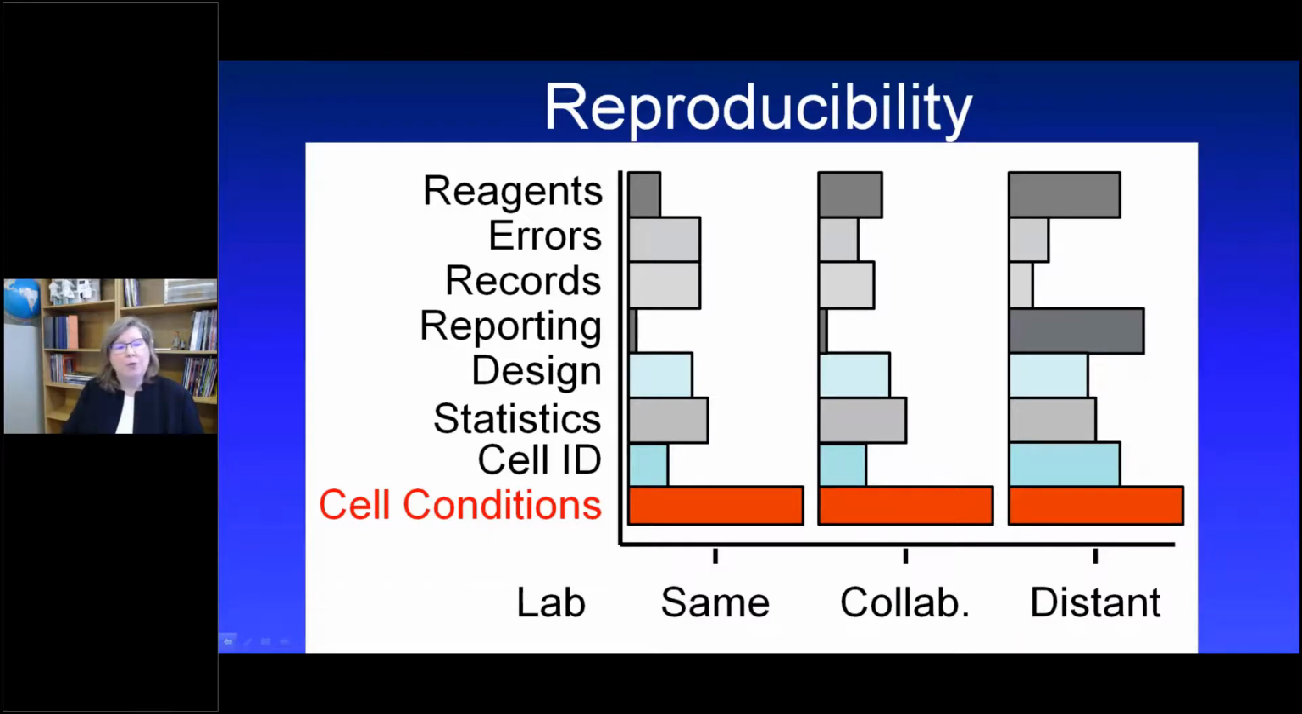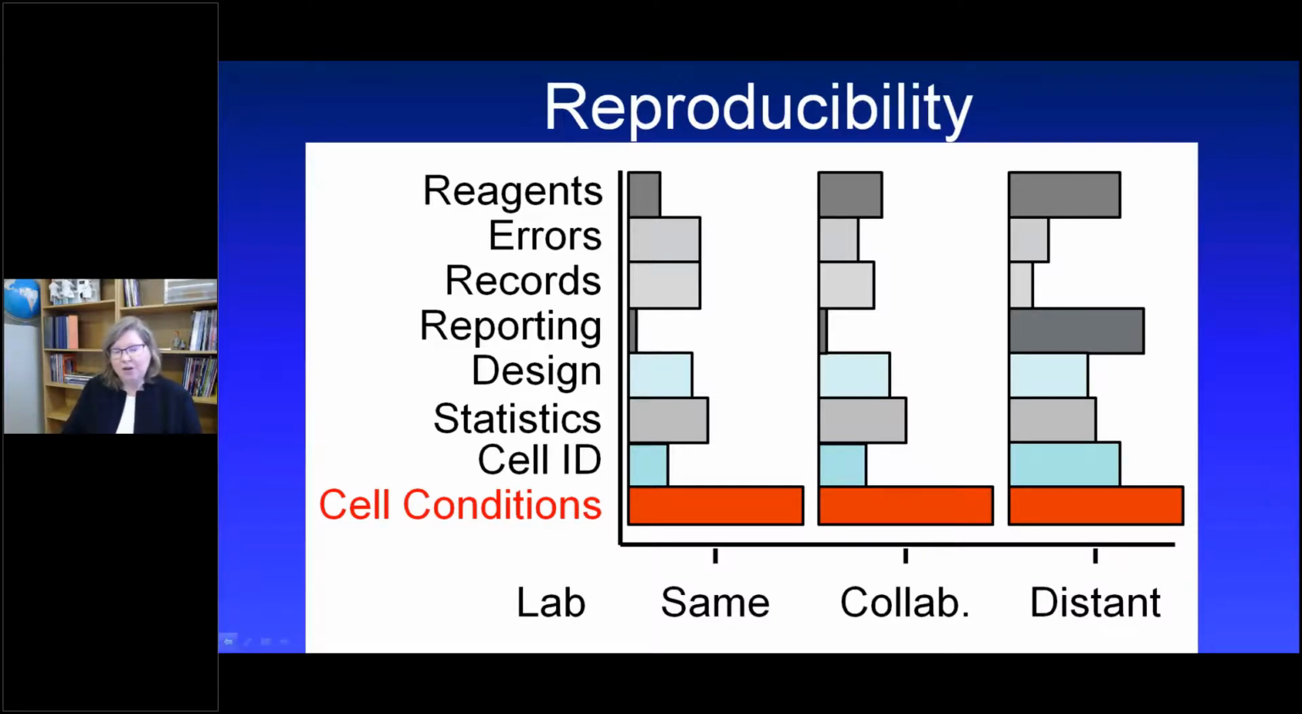We talk about reporting issues. We talk about experimental design. We talk about cell identity, and all these factors come into play to different extents depending upon whether it's someone in the same lab trying to reproduce their own work, whether it's a collaborator down the hall trying to reproduce your work, or whether it's someone halfway around the world picking up a paper and trying to reproduce that work.